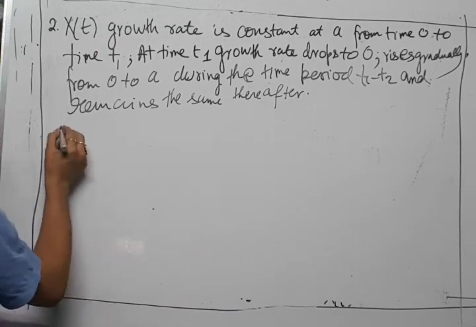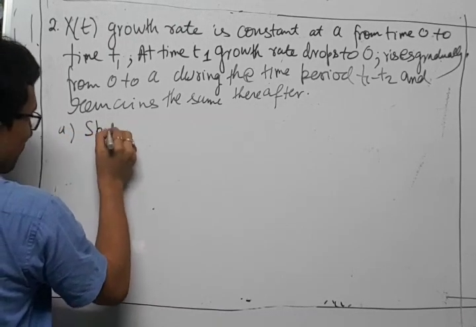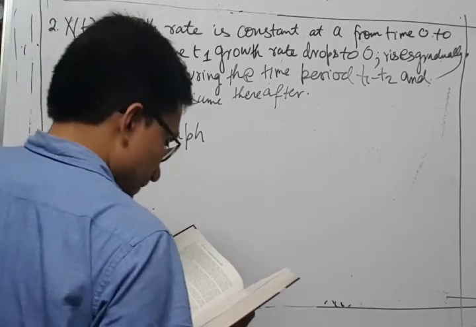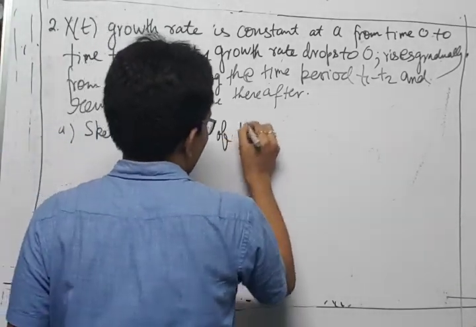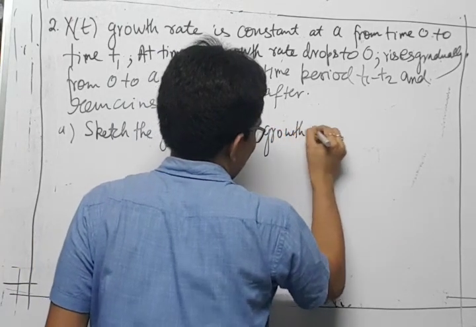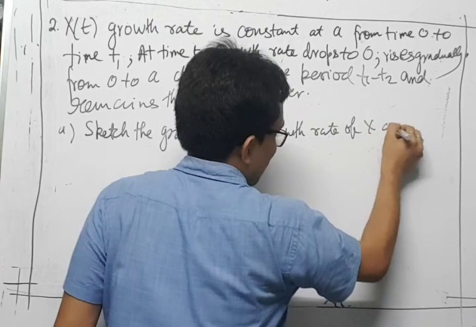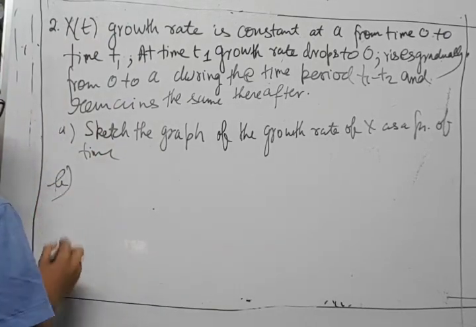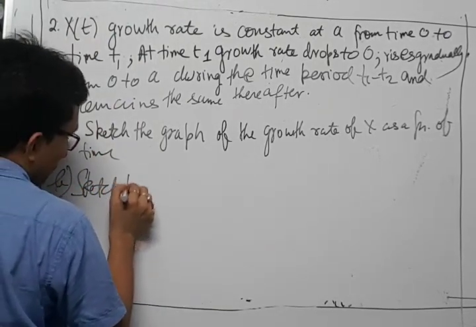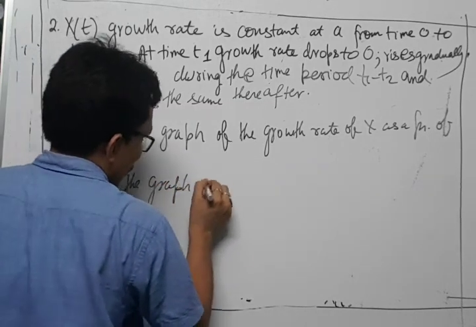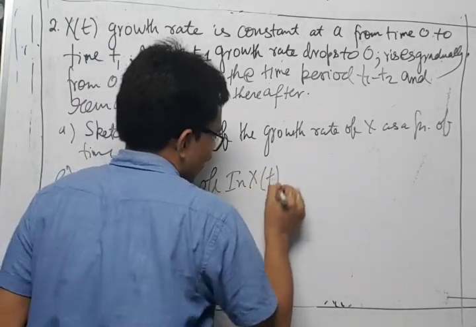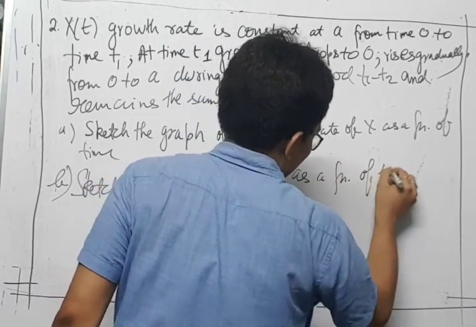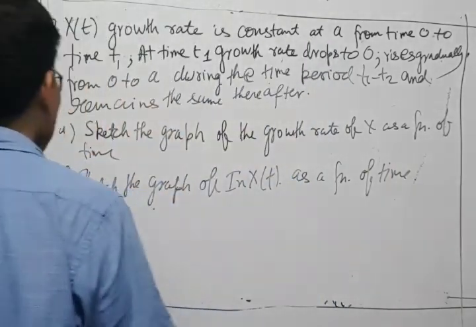So now there are two parts of this problem. The first part is that we have to sketch the graph of the growth rate of x as a function of time. That is the first part of the problem. The second part of the problem is that we have to again sketch the graph of log of x(t) as a function of time. So these are the two parts of the problem.